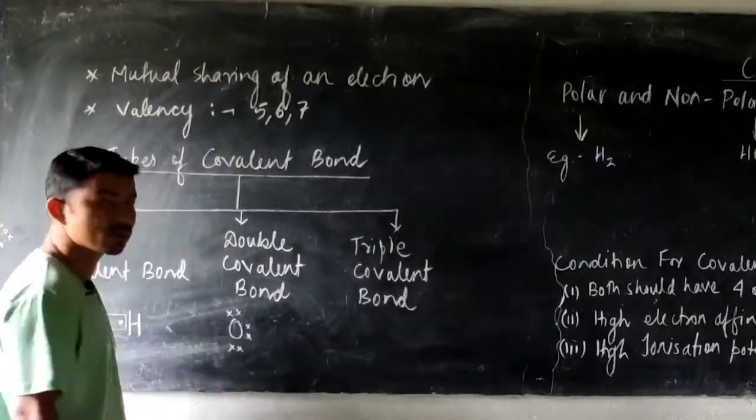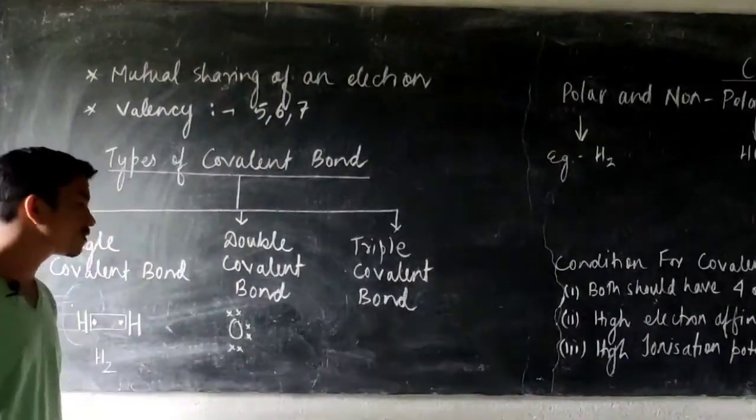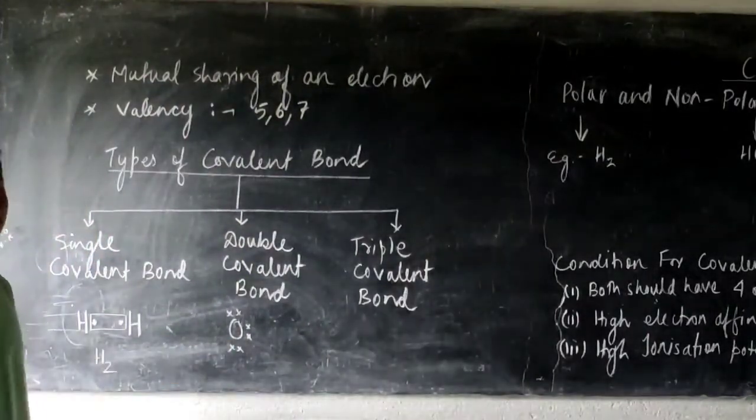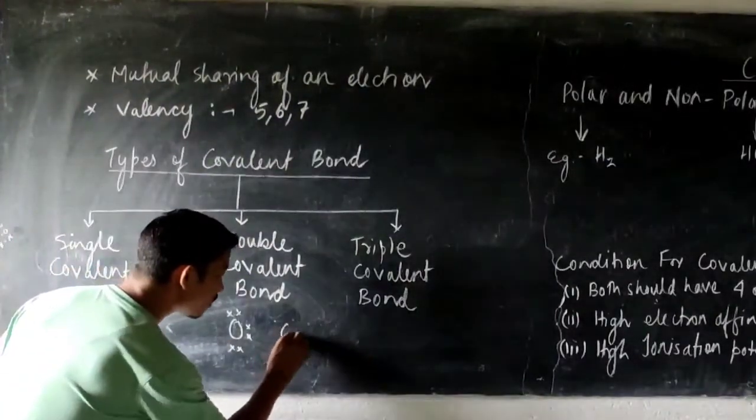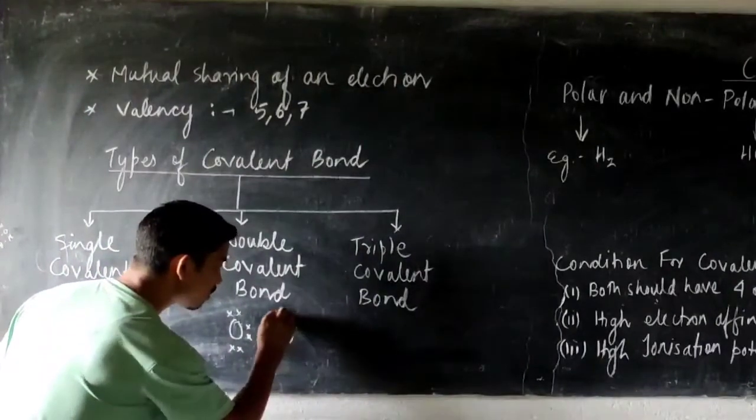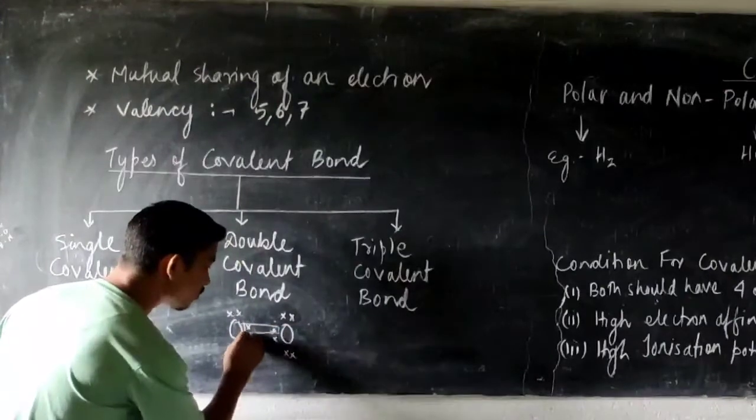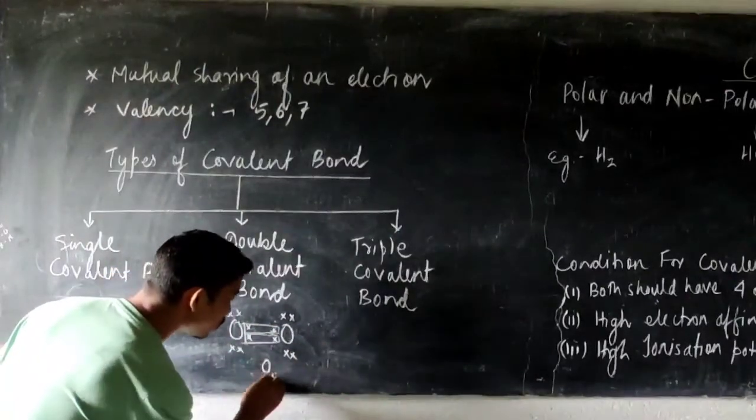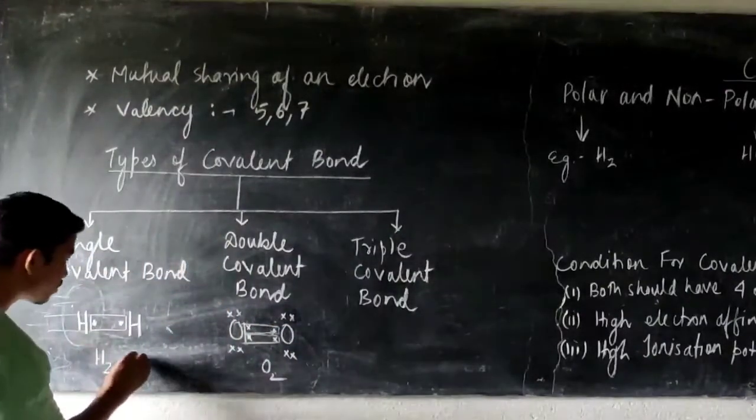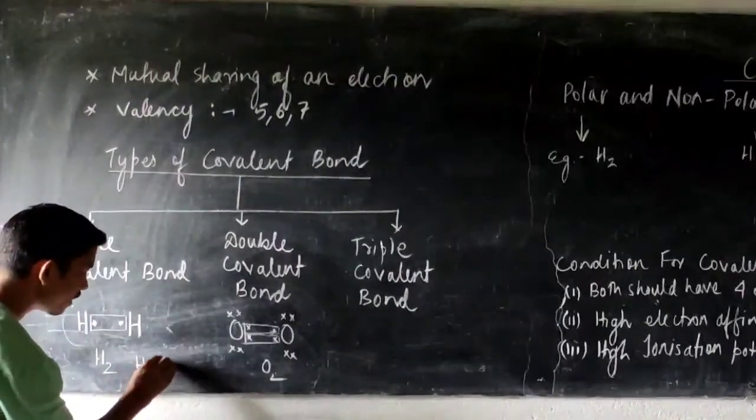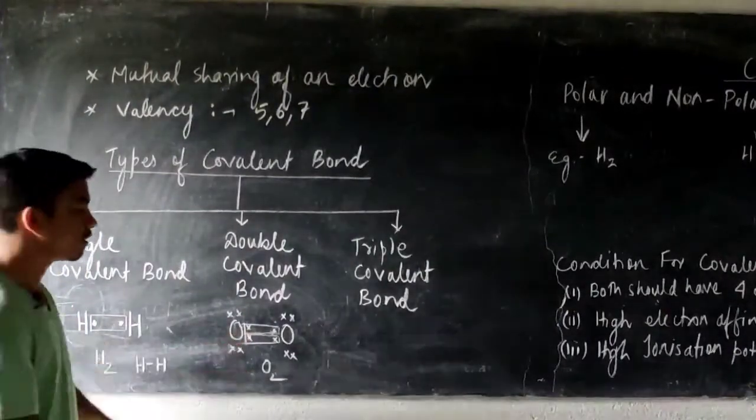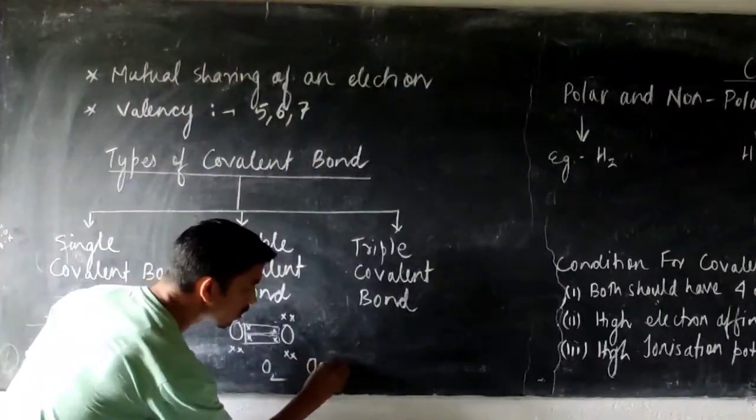Now coming to the double covalent bond, oxygen has 1, 2, 3, 4, 5, 6 electrons in its outermost orbit. So in order to gain stability, it requires 2 more electrons. So does the other oxygen atom. So what do they do? They share 2 pairs of electrons. Thus we get O2. Here I can symbolize it as H with a single covalent bond, and here I can write O with a double covalent bond.